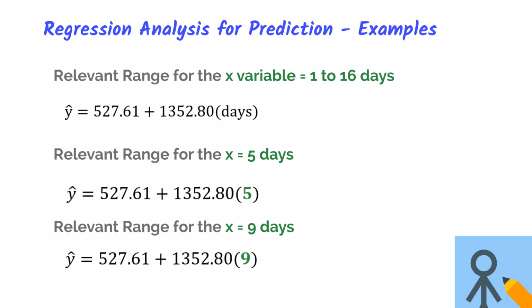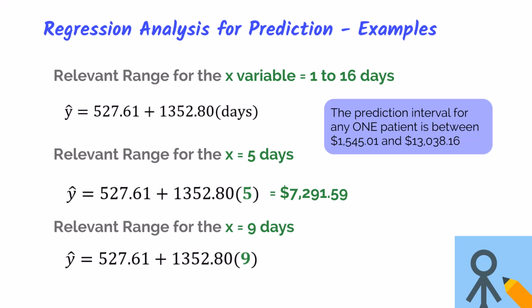So using the regression equation, we'll go ahead and use that to predict the average cost for patients who stay 5 days. We plug in 5 days for the X and multiply by 1,352.80 and then add 527.61 and we get $7,291.59.